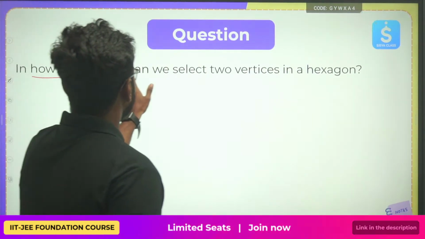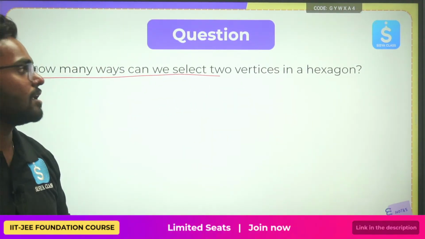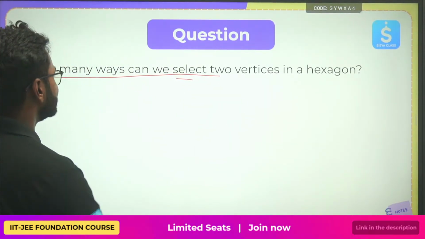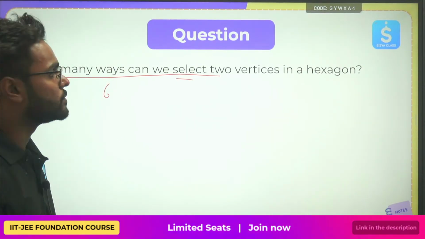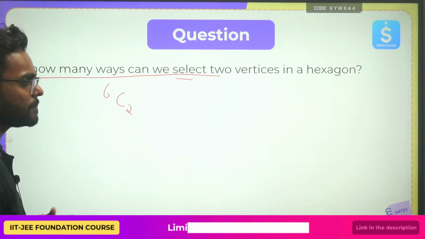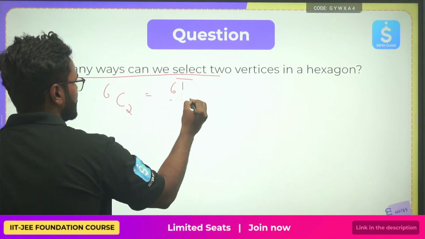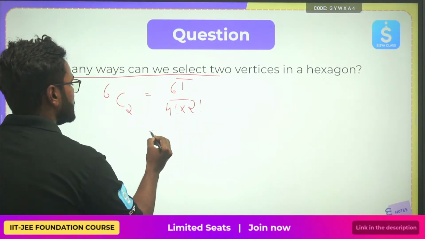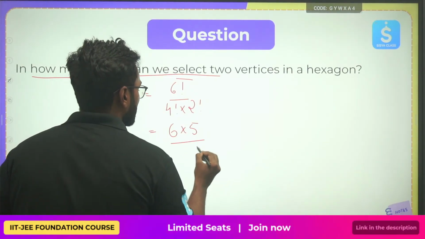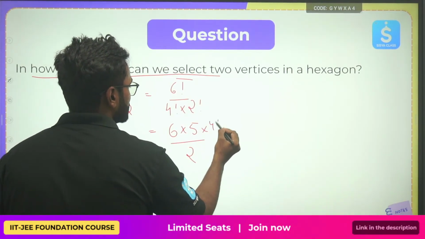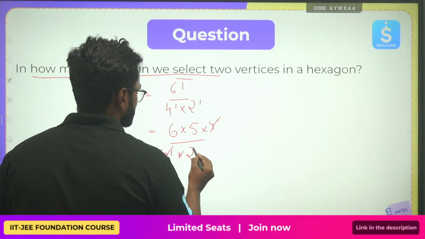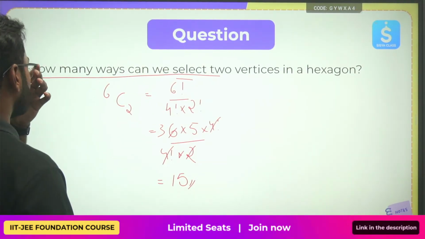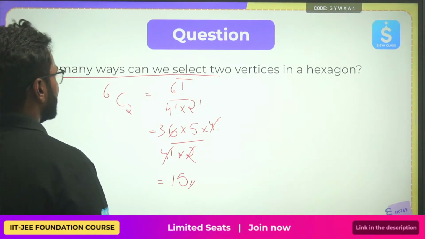Now, let us solve this. In how many ways can we select 2 vertices in a hexagon? He is talking about selection, so we will be using the formula of combinations. The number of vertices of a hexagon is 6. How many do we have to select? 2. 6C2. This should be 6 factorial upon 6 minus 2 factorial, 4 factorial into 2 factorial. So this should be 6 into 5 upon 2. The 4 factorial will cross out with the denominator 4 factorial. This should give me 5 into 3, that's equal to 15. These are the ways we can select 2 vertices in a hexagon.